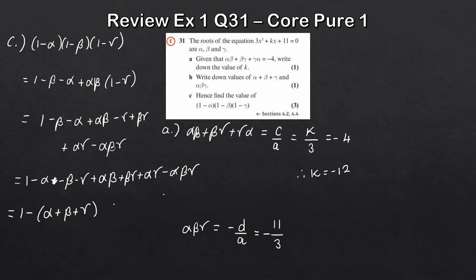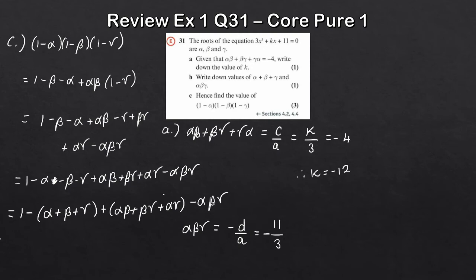We also know what that is, but we'll just write it as it is for now. Because obviously that's what we've got up here, that's minus 4. And then this minus alpha beta gamma, again, we know what that is. That's minus 11 over 3.